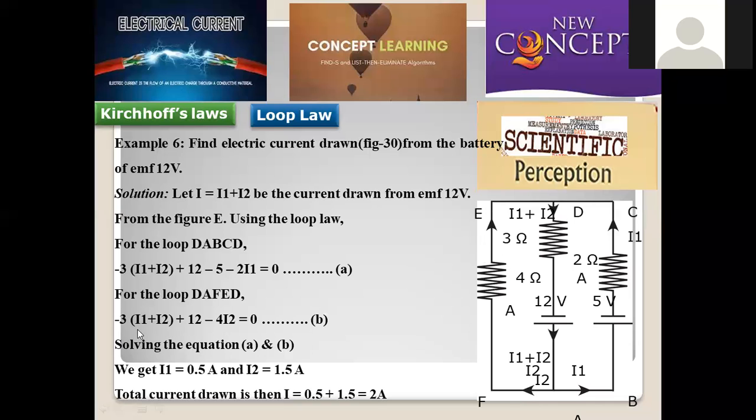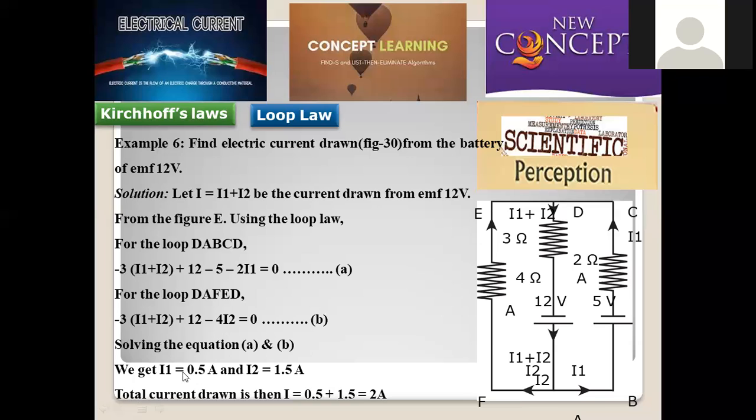This is the condition, right? So when we apply this, 4 into I2 is taken into consideration, and we apply Loop's law. The algebraic sum will become minus 3 into (I1 plus I2) plus 12 minus 4 into I2 equal to 0. So for this second loop, starting from D to E, Loop's law also got verified because it is all 0. Now these two are the conditions. This is the first loop, and this is the second. Now we are going to solve equations A and B.